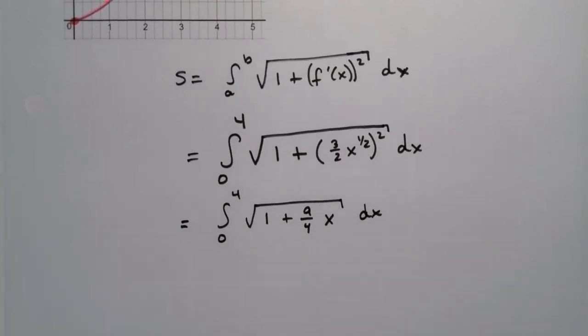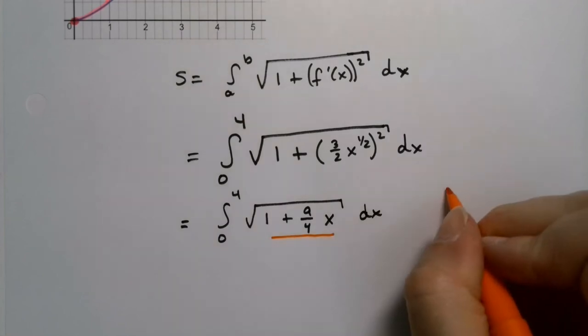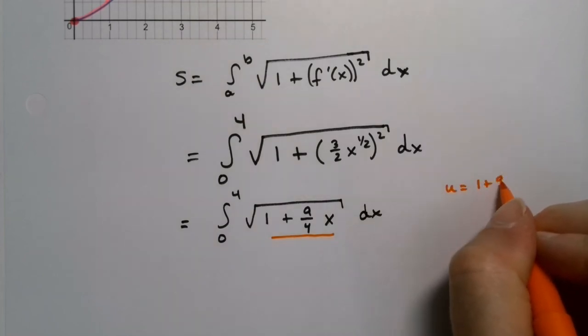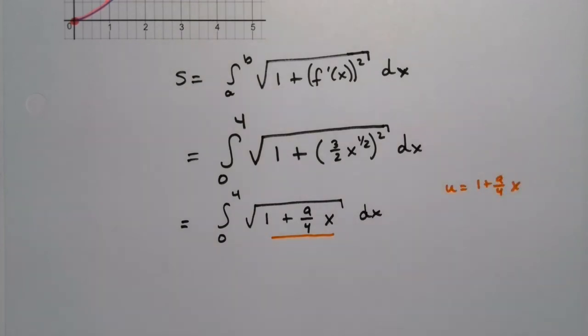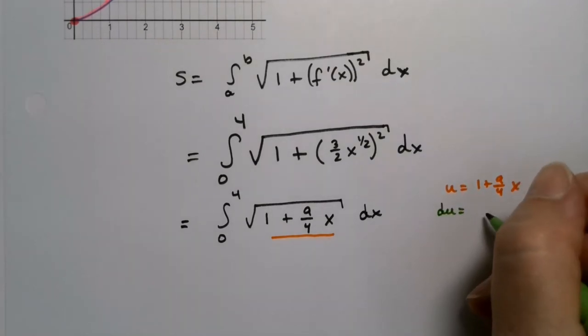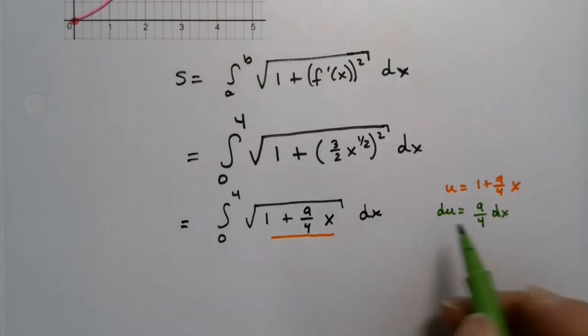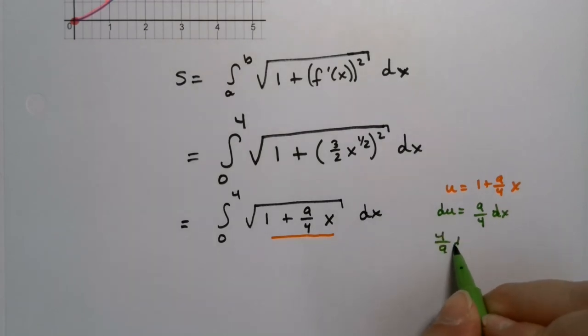Now, they didn't say this, but we can do this one. This one is doable as a U substitution, so let's use that. So U is equal to 1 plus 9/4 x. And of course, when you're using U substitution, you do need to show your work for the most part. So du equals 9/4 dx. And I don't want the 9/4 with the dx, so I really want 4/9 du.